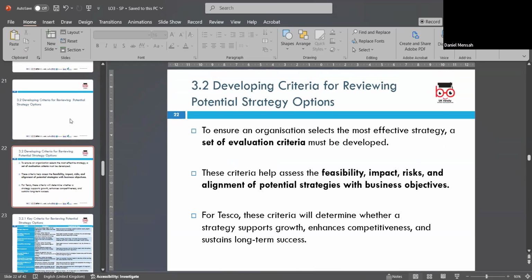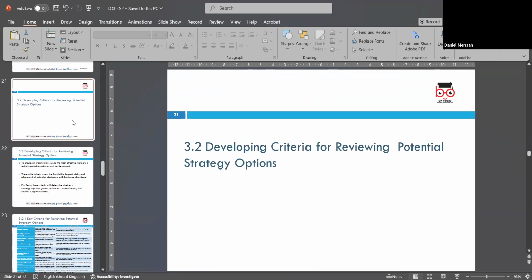So now we are going to start a new topic. As I told in the beginning, we are going to explore criteria for reviewing potential strategy options. So there is a way for the organization to develop the criteria.